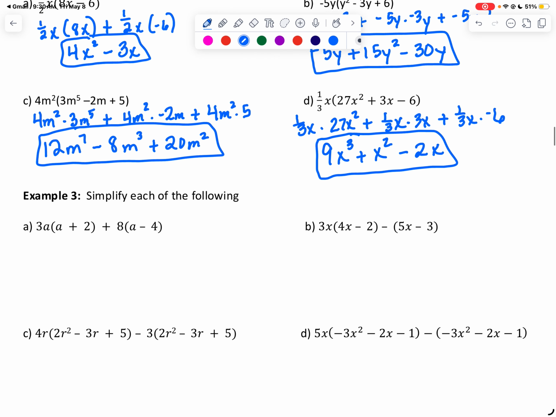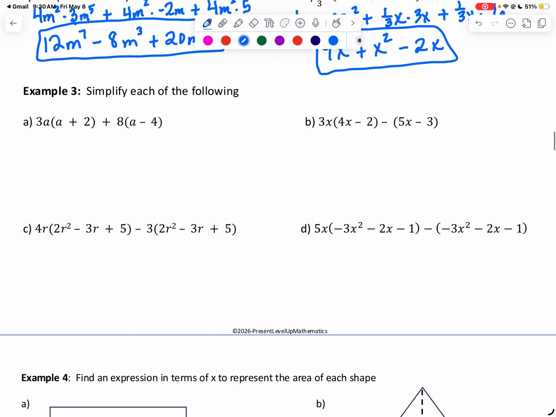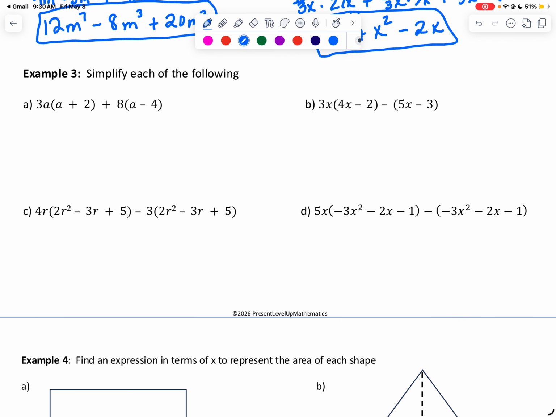All right, example 3. Simplify each of the following. Now, in example 3, we're going to do the same thing we did in example 2, but this time we're going to have 2 sets of parentheses. So let's try that. So in problem A, we have 3a times the quantity a plus 2 plus 8 times the quantity a minus 4.